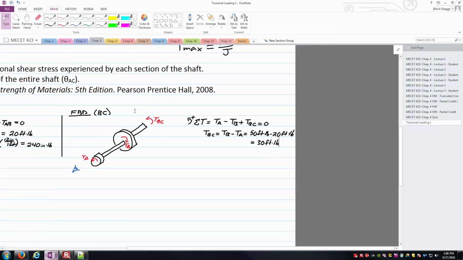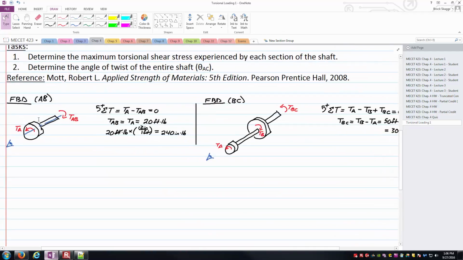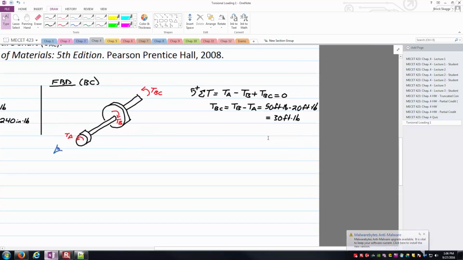Also, the number is positive, so that means my direction here, as far as TBC being oriented in the counterclockwise direction, is correct. Very similarly, on AB, I got a positive number from my equilibrium equation, so TAB, the direction I assumed on the free body diagram, is correct as well, and it's actually going in the clockwise direction. So we've actually got these internal torques oriented in the opposite directions from each other.